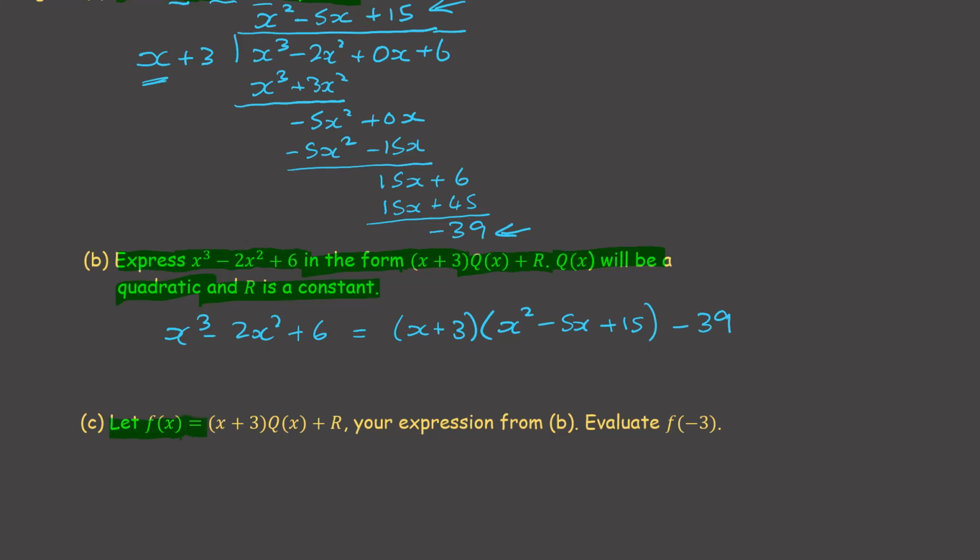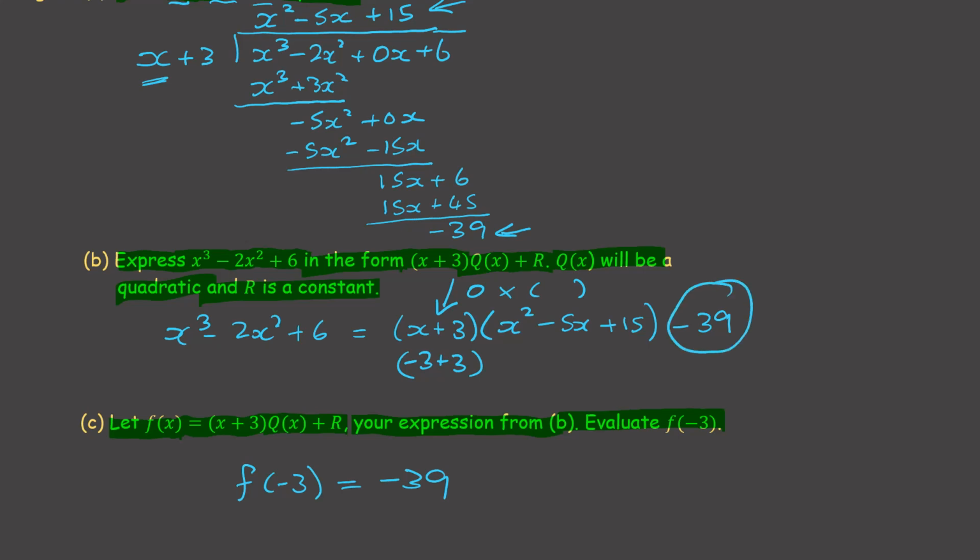Let f of x be equal to x plus 3, q of x, plus r, your expression from b. Evaluate f of negative 3. If I do f of negative 3, it's going to be negative 39. Let's think about why. I'm substituting in x is negative 3. That means that bracket there, this one, becomes 0. So we've got 0 times this bracket, and it doesn't matter what that bracket is, it will be 0, and I'm left with the remainder of negative 39.